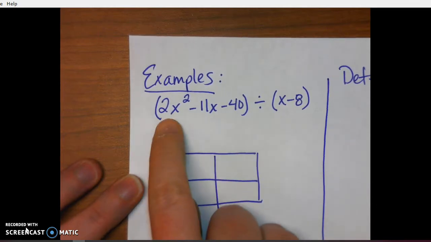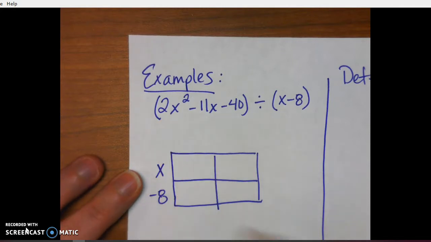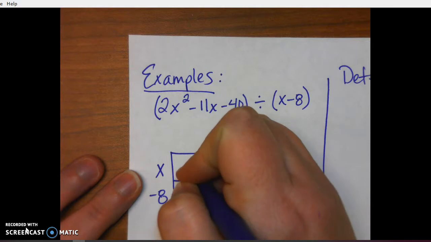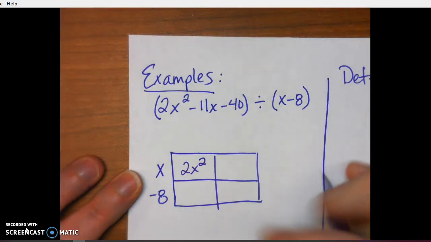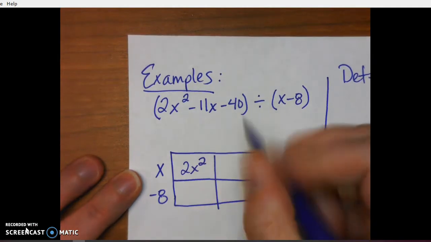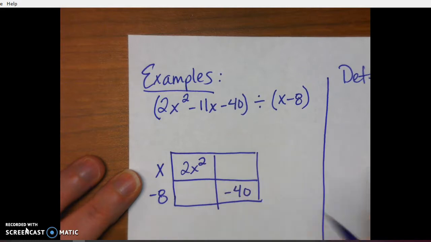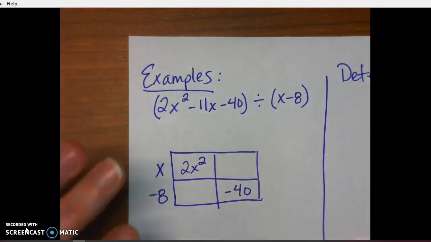I can start with my x squared term. That usually goes right here if we've written everything correctly. So I'm going to put 2x squared. And I know that my constant comes right over here. So I've got negative 40. Okay. Now this is the part where it becomes a puzzle.